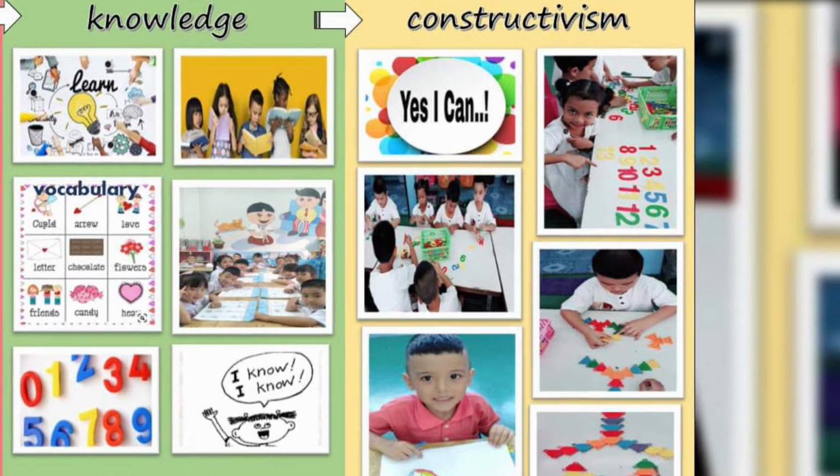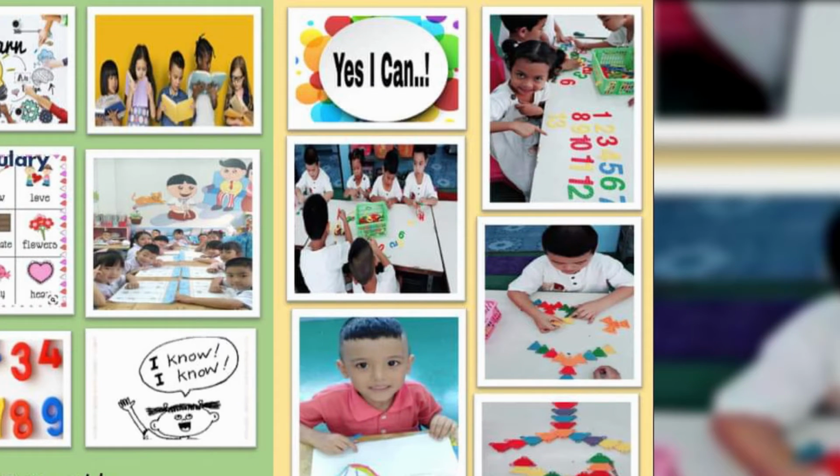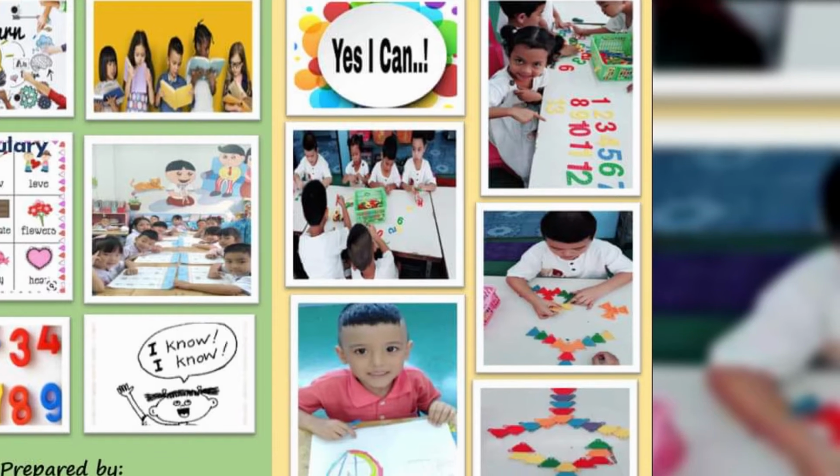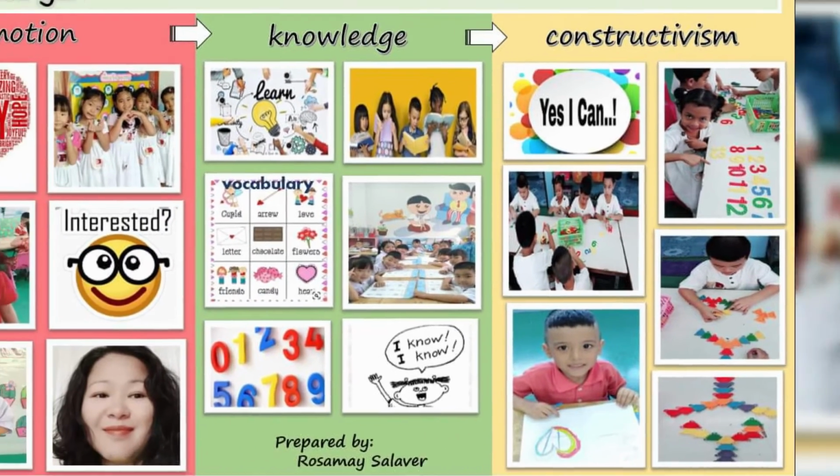The girl can already arrange the numbers in order. From the Valentine's vocabulary in the knowledge column, the boy is showing or drawing a heart for his Valentine's Day card. The other boy is connecting pieces of objects to create or assemble the letter Y. Constructivism happens if the pupils can say, I can.